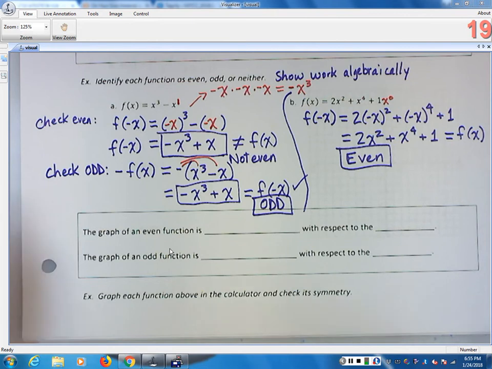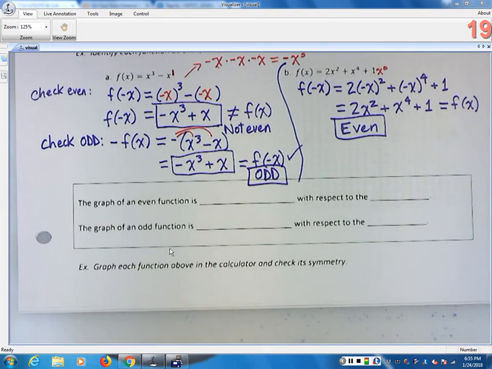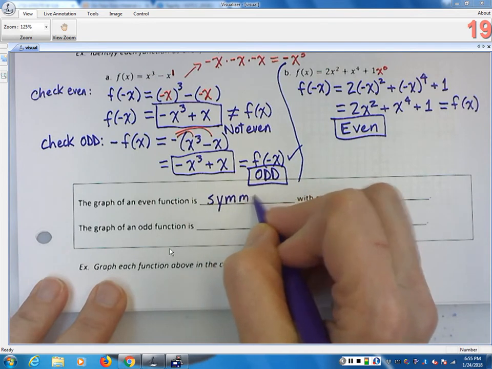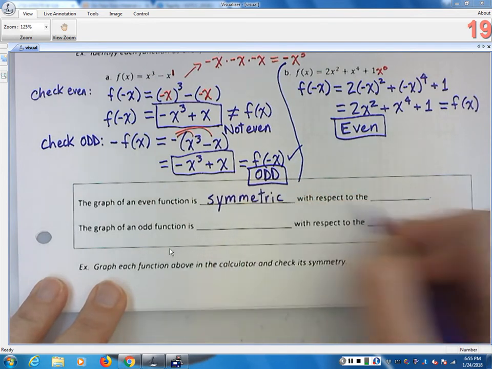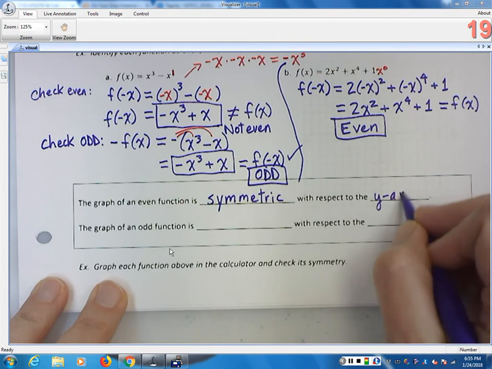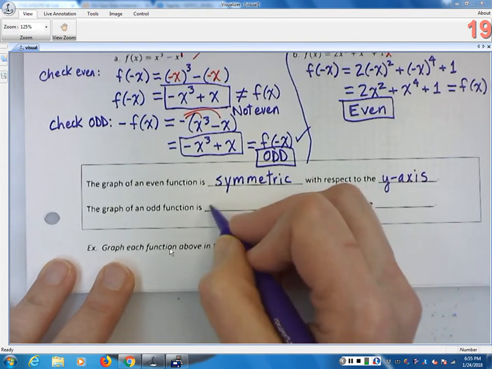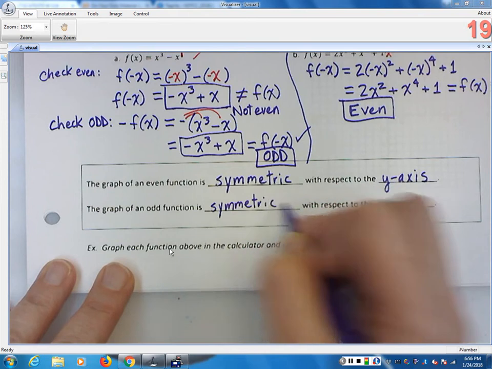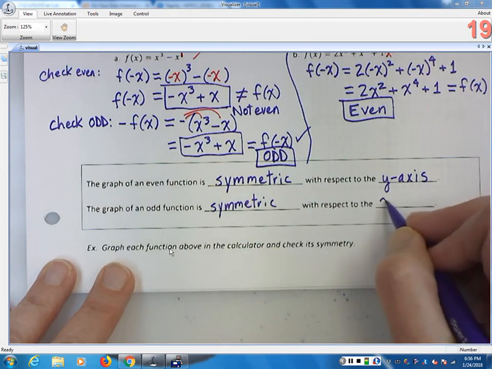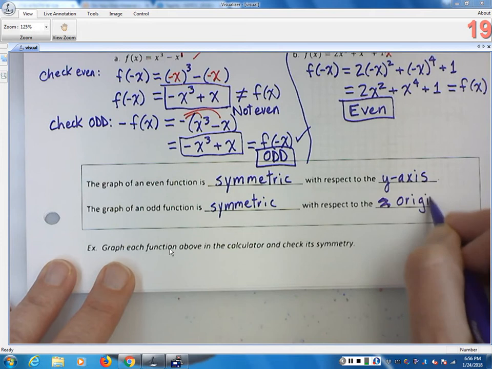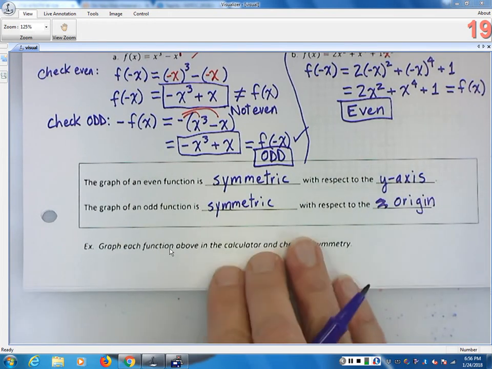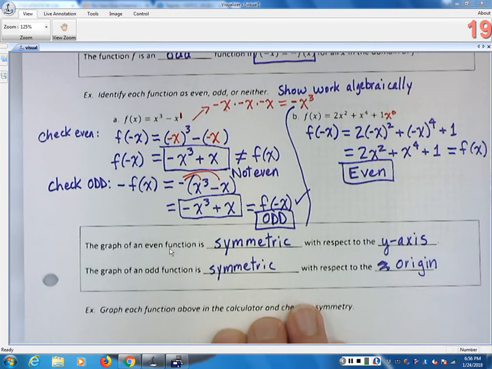All right. And the graph of an even function is symmetric with respect to the y-axis. And the graph of an odd function is symmetric with respect to the origin. So we're going to graph these and show them to you on the calculator.